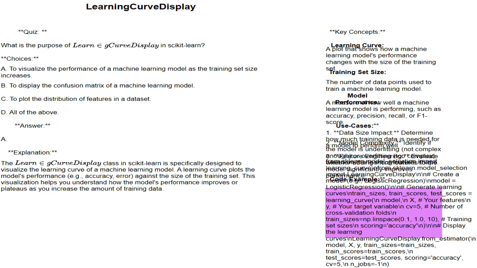Imagine you are training a model to classify emails as spam or not spam. You start with a small training set of 10 emails and observe an accuracy of 60. As you increase the training set size to 20 emails, the accuracy improves to 70. This pattern continues as you add more training data, suggesting that the model's performance is getting better with more data. A learning curve would plot these training set sizes on the x-axis and the corresponding accuracy scores on the y-axis, illustrating the relationship between data size and model performance.